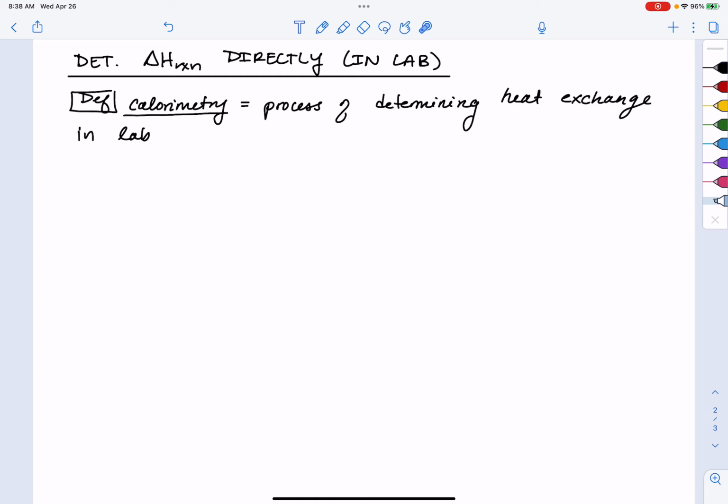So you might want to break this word up just to get an idea of what we're talking about. Calor, that sounds like calorie, right? The calorie is a unit of energy. Metry, the process of measuring something, think the metric system. So calorimetry is a technique where we can determine the amount of heat or energy that's exchanged as a result of some process happening in the lab.